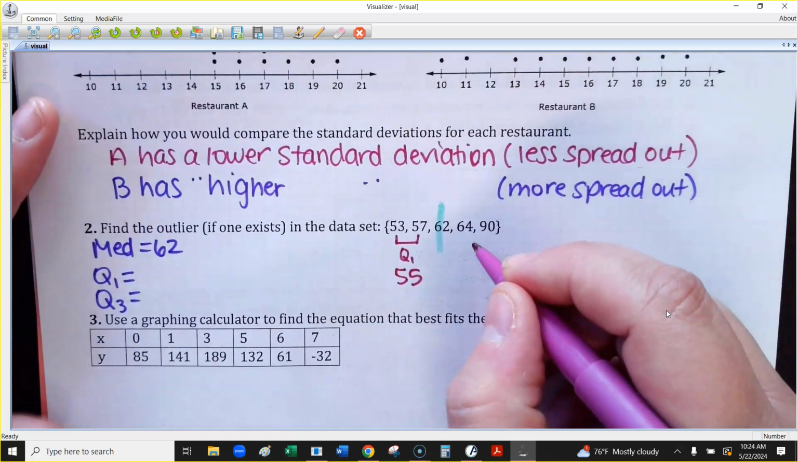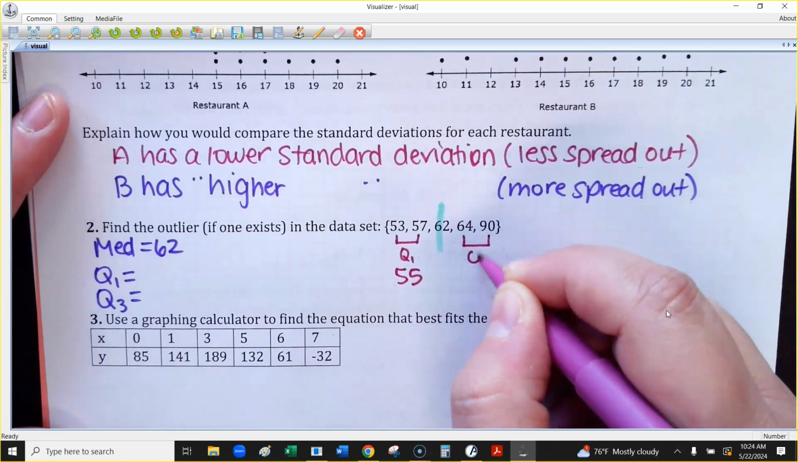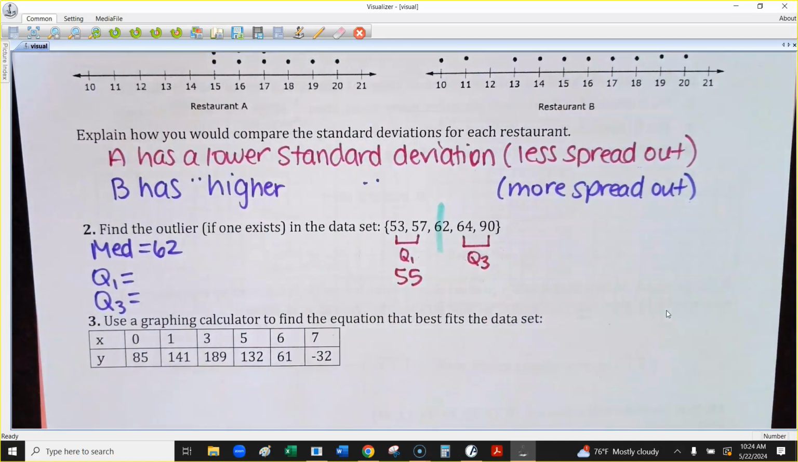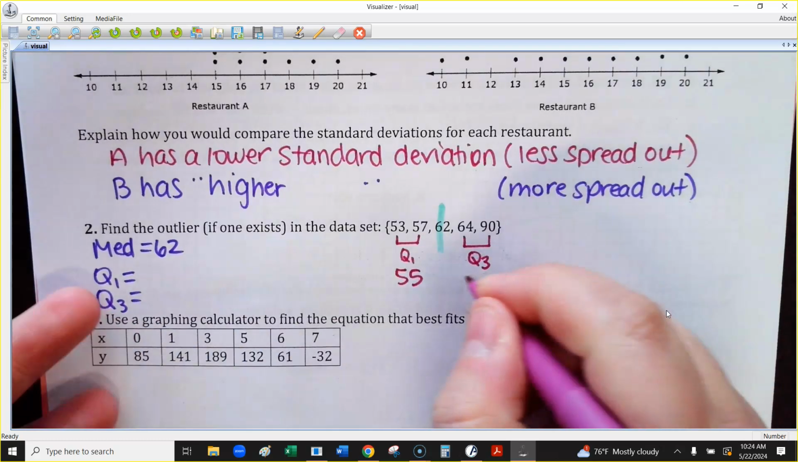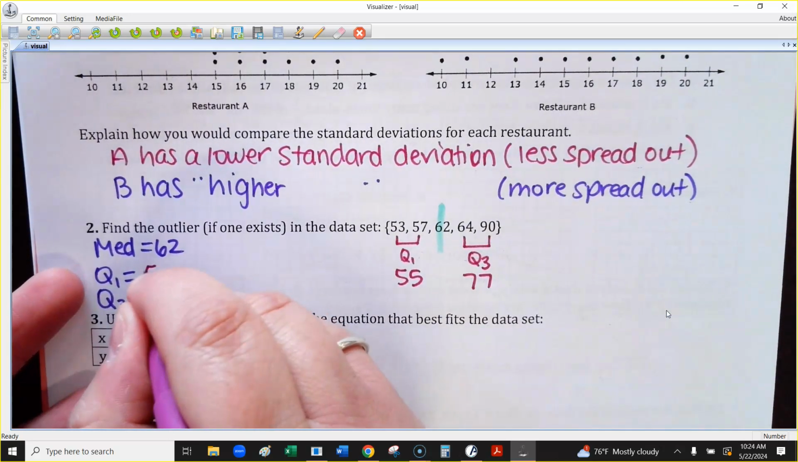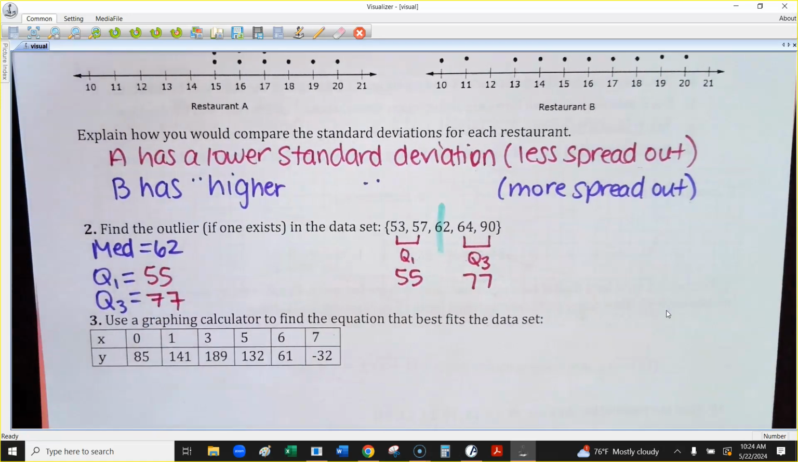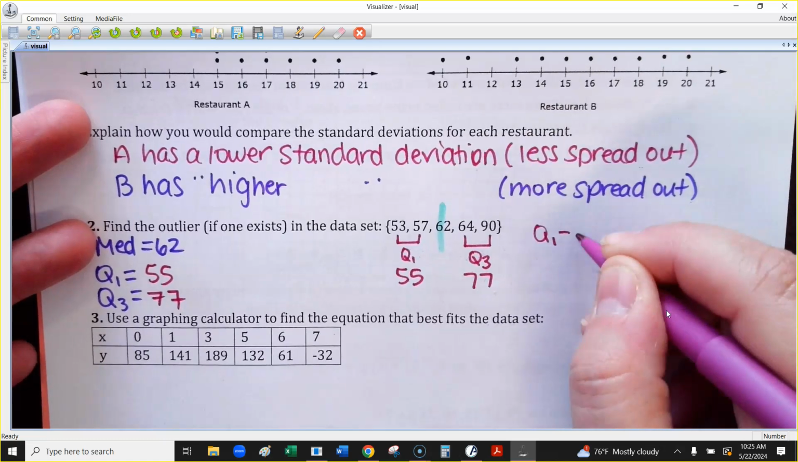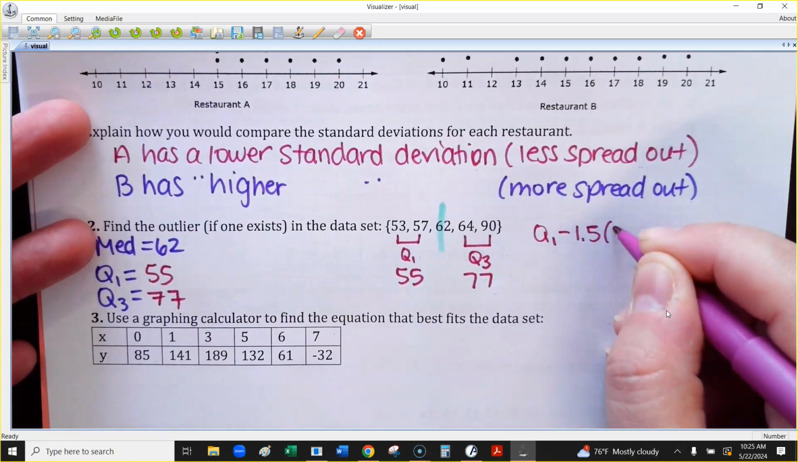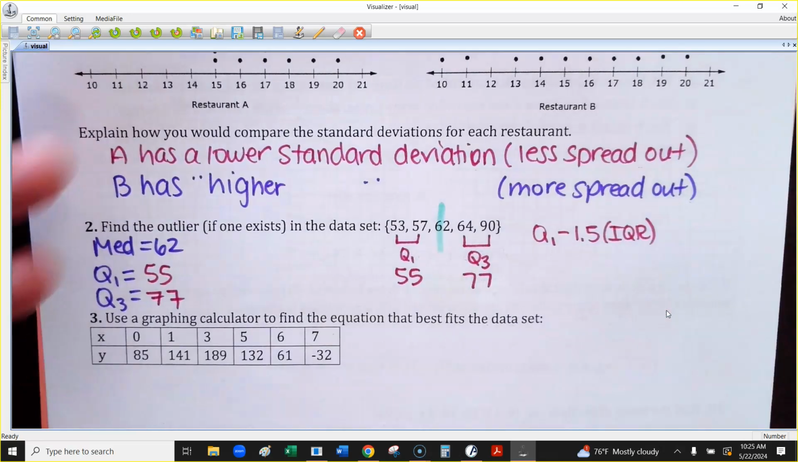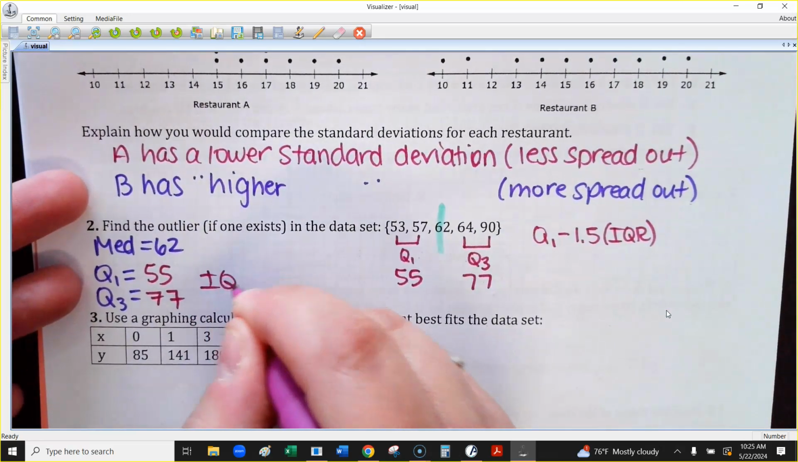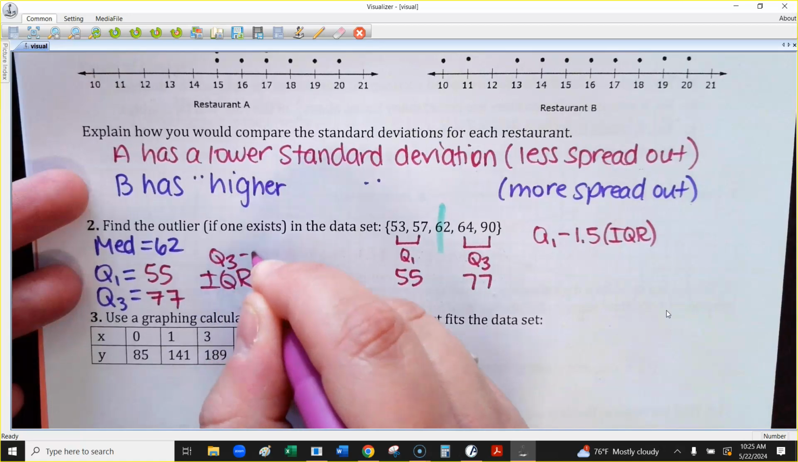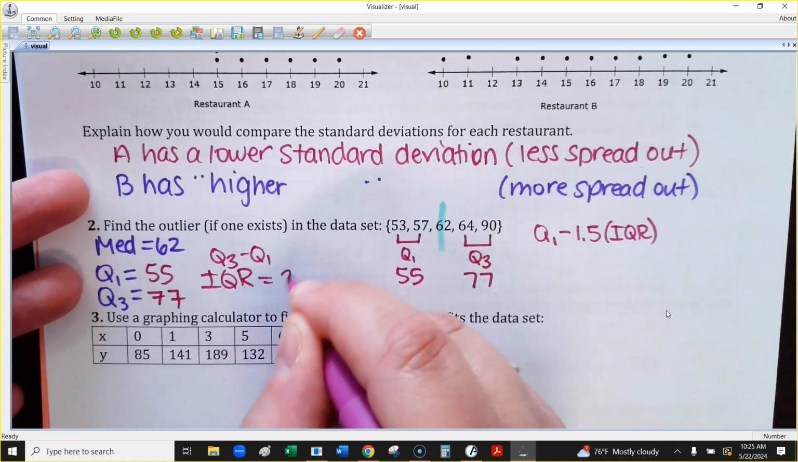And now on this end, your Q3 is going to be the average of 64 and 90. And yes, I am grabbing my calculator right now to do that. So thank you. Okay, so 55, 77. So I'm just going to remind you real quick. So outliers are any number below Q1 minus 1.5 times your interquartile range. Your interquartile range would just be to subtract Q1 from Q3, so that's just going to be 22.